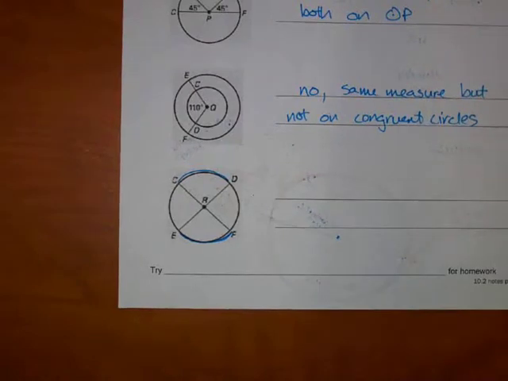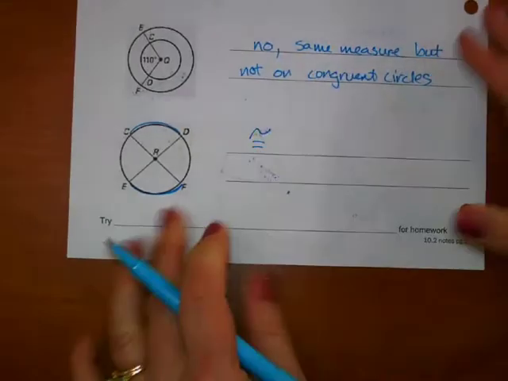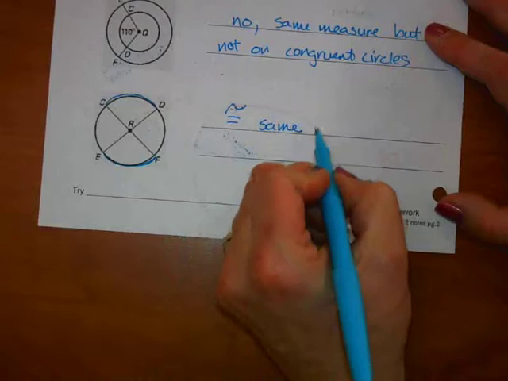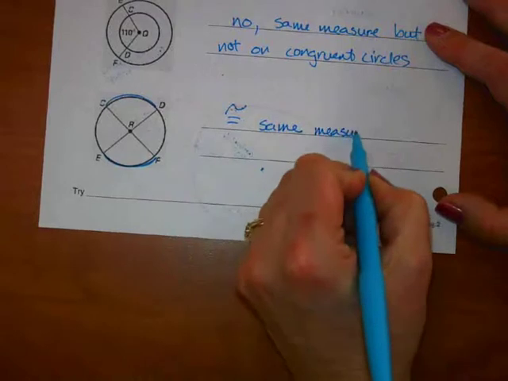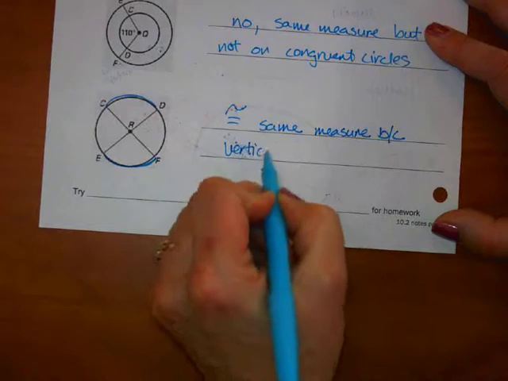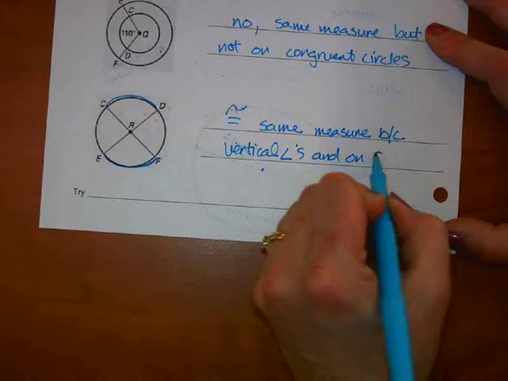Let's verify. Let's look and see. We're going to say congruent, and then I will come back to you with that. I'm going to go ask down the hall. Same measure, because they're vertical angles and on the same circle.